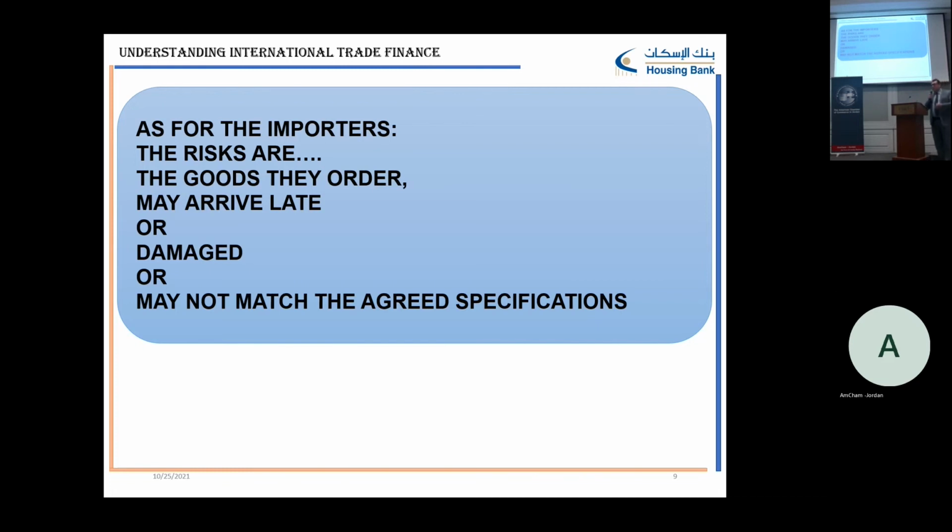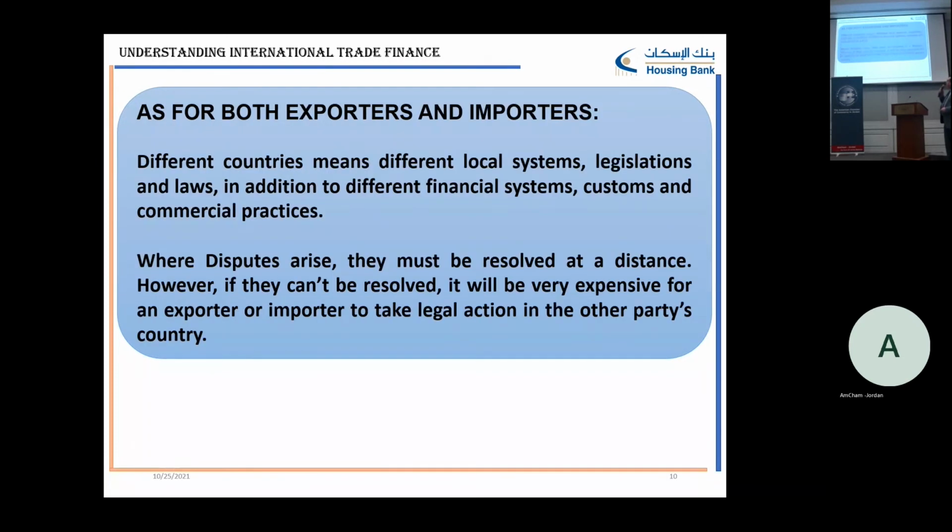And actually, many of our clients, the importers in Jordan, face this problem. They pay for the documents, but when they release the goods from customs, they discover the quantity is not complete, it is not in full. There is damage in the goods. The specifications do not comply with what they previously required from the exporter.